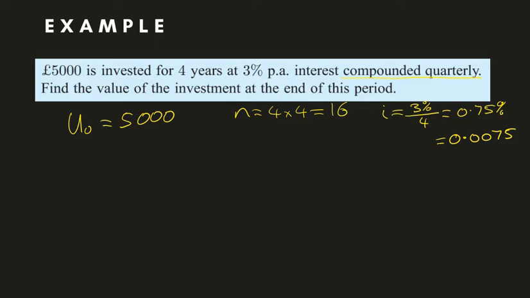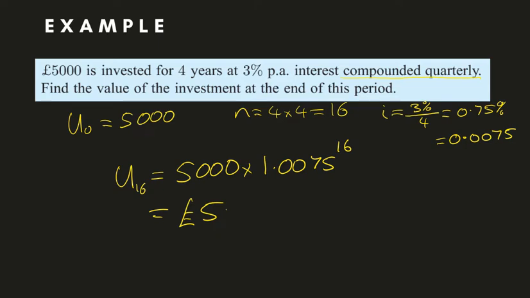That's the hard bit done though. Now we can just chuck it into our formula and work it out. So we're going to have U16, the amount after 16 compounding periods, will be 5,000 multiplied by 1.0075 to the power of 16. That will be 5634.96 pounds. There we go. And we're done.